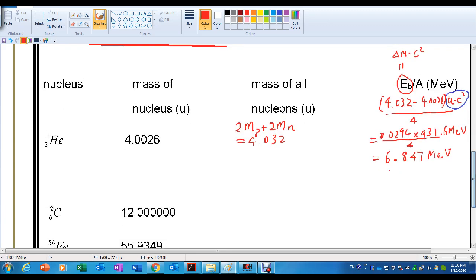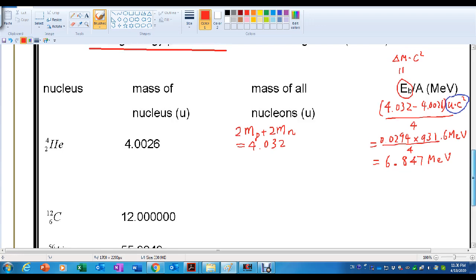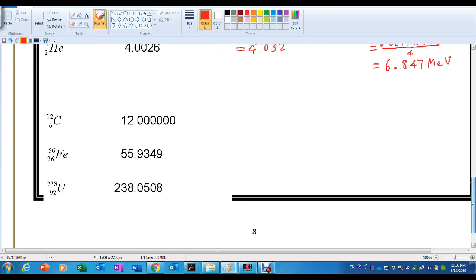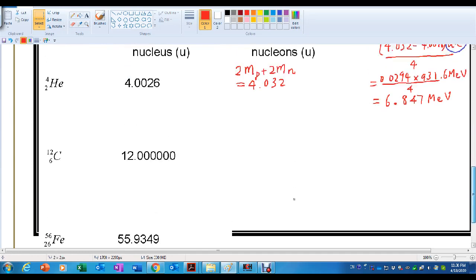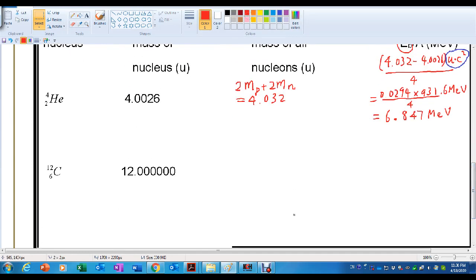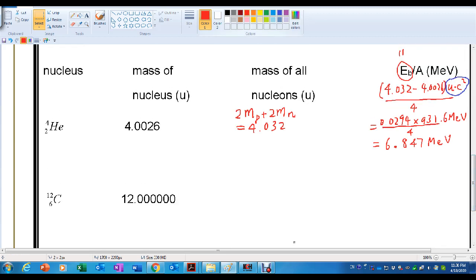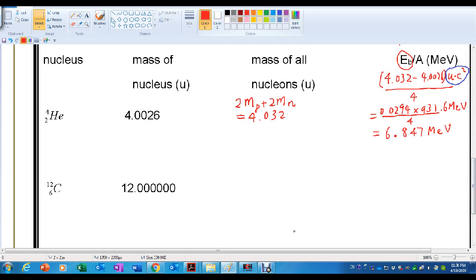So for helium, the binding energy per nucleon is 6.847. All good. All right, let's try to do another one. How about carbon? For carbon there are 6 protons and 6 neutrons, right? So the mass of all nucleons would be, I use another color for comparison, 6 M_p plus 6 M_n.